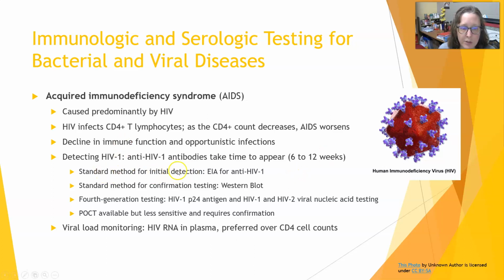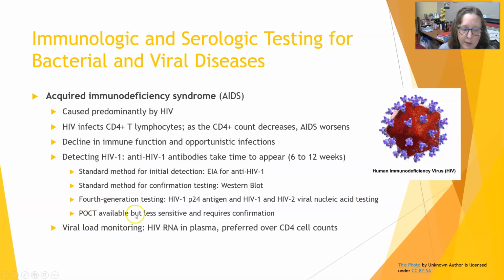The standard method for initial detection is the enzyme immunoassay for anti-HIV-1. The standard method for confirmation testing of HIV is the Western blot assay. So if the initial screening is positive for anti-HIV-1, then it should be confirmed with the Western blot. But now there's also 4th generation testing that can replace the Western blot, and this is the HIV-1 P24 antigen test and HIV-1 and HIV-2 viral nucleic acid testing. This is where they're looking for the genetic material of the viruses directly.